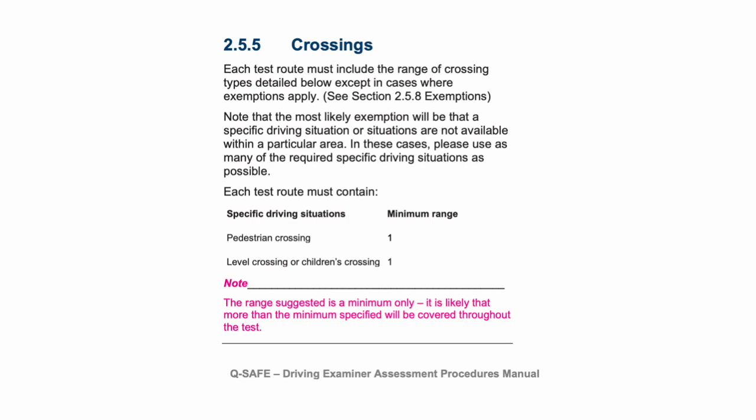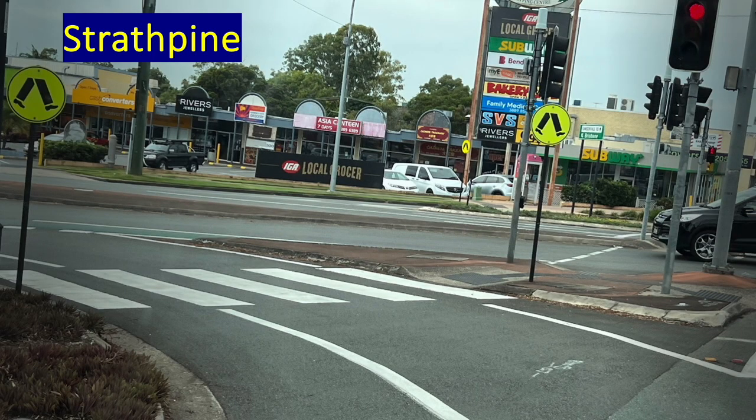So this information tells us that as part of the test circuit design, it will probably include at least 1 pedestrian crossing if it's available. This photo shows us an area on the north side of Brisbane called Strathpine. Just around the corner on the left is the Transport and Main Roads Customer Service Centre where they do testing.